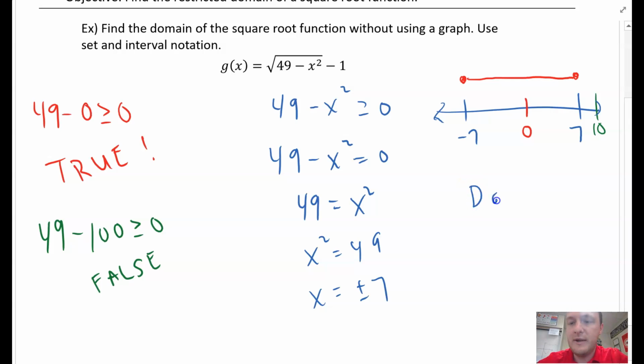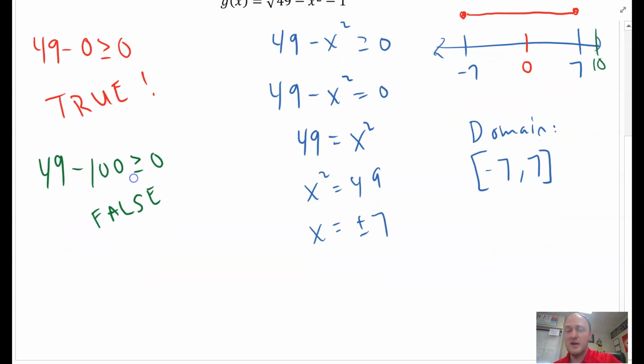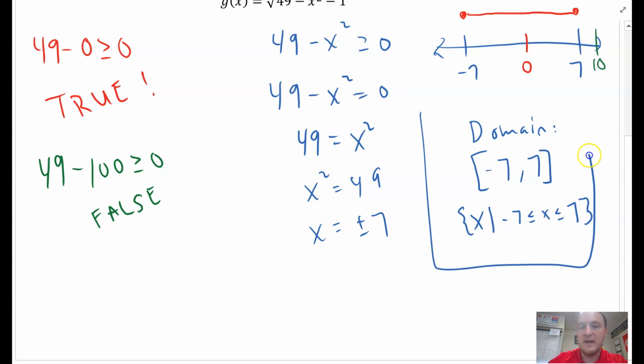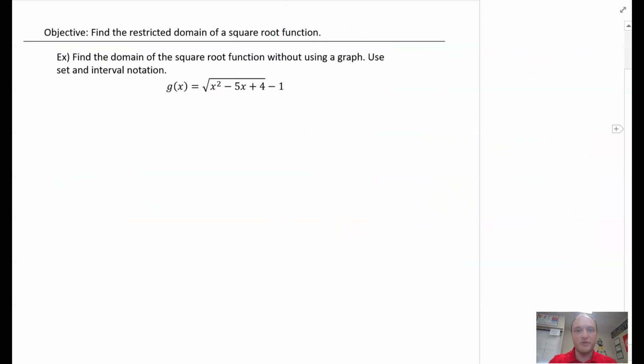So what is our domain? Well, our domain is the region from negative 7 to 7, and I include those values. If I plug in negative 7, I get 0. That's okay. I can have a square root of 0, right? That's non-imaginary. That's real. And then as far as set notation, the x values such that negative 7 is less than or equal to x, which is less than or equal to 7. There's your domain.